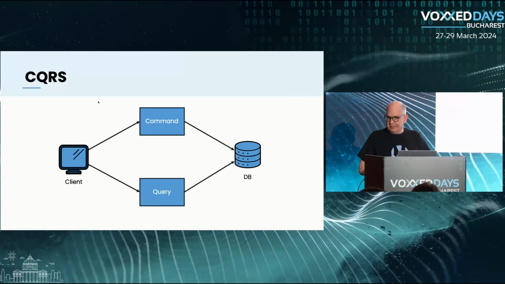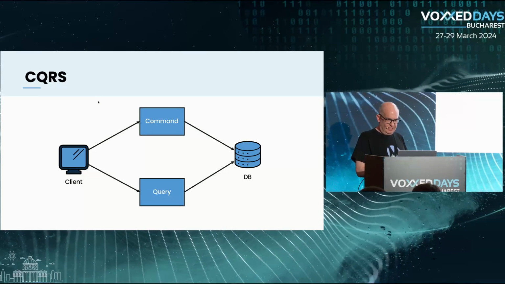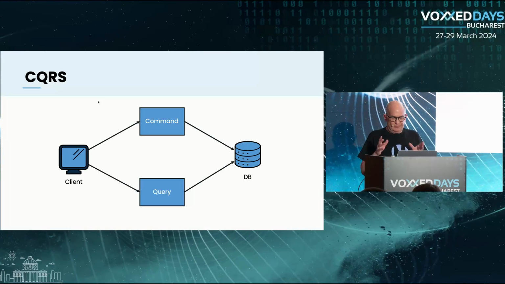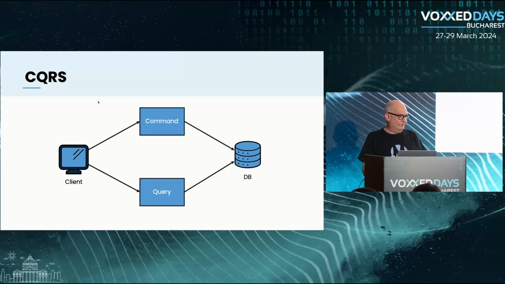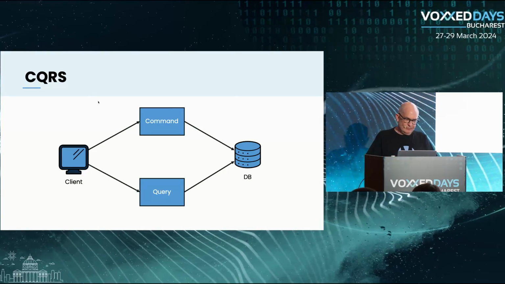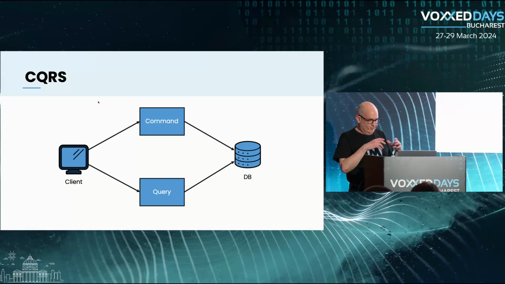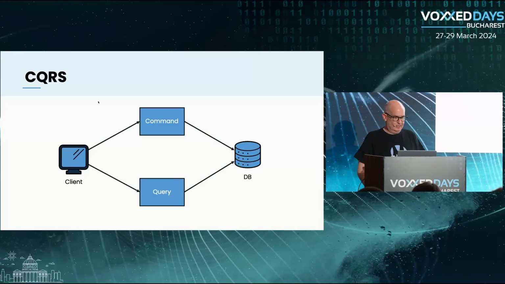It's by Bertrand Meyer, the guy who created Eiffel, or was working with the Eiffel language. And what he said, Bertrand, he said, you can't have a method that reads and saves data at the same time. So that was his idea. And Greg Young took this idea and created kind of an architecture pattern to do the same on the architecture level.